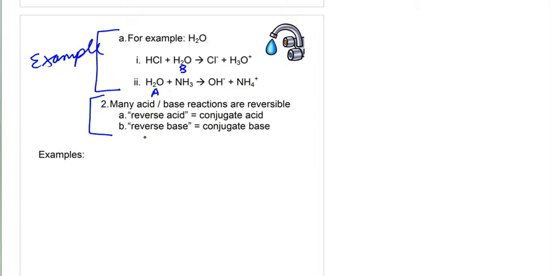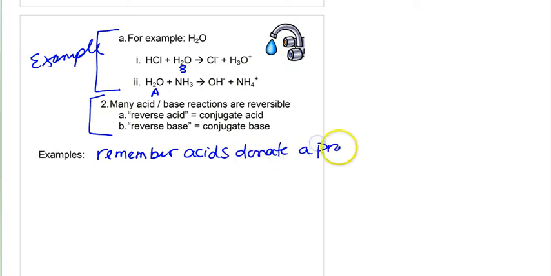So going through what a conjugate acid and a conjugate base are. So reverse acid, reverse base. And so just a reminder, remember, acids donate a proton and bases accept. Accept.